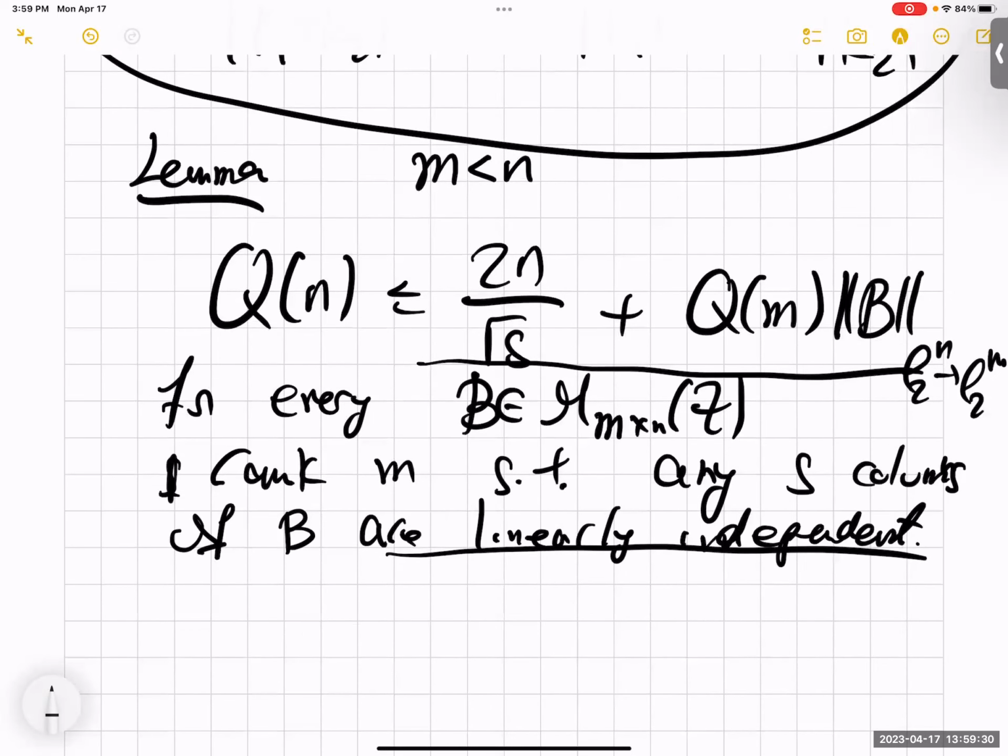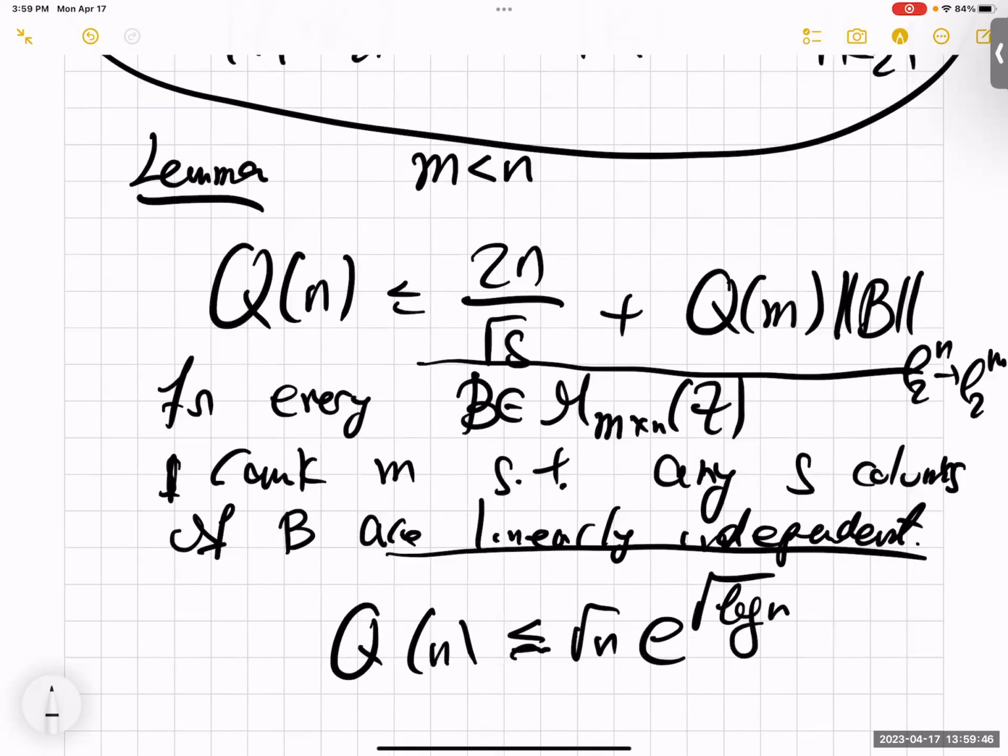After I told you this strategy, everything that remains is just checking that it works. And this recursion, when you solve it, gives q of n is less than root n e to the root log n, some constant. Okay, so you have to solve it, and this is what it gives. So the whole meat here, after you have this strategy, is how can you get such a B with this linear independence property and small operator norm?